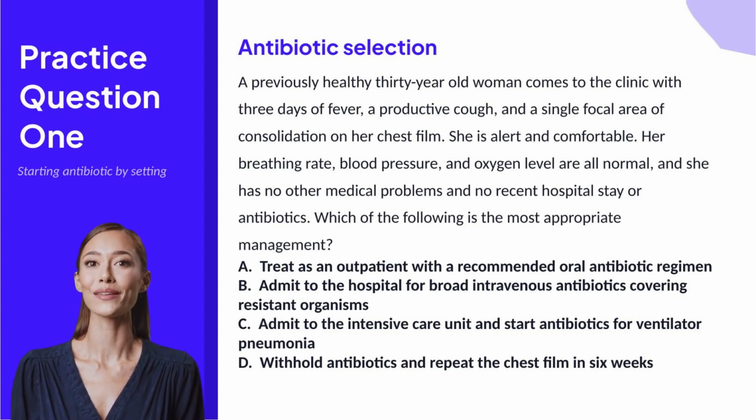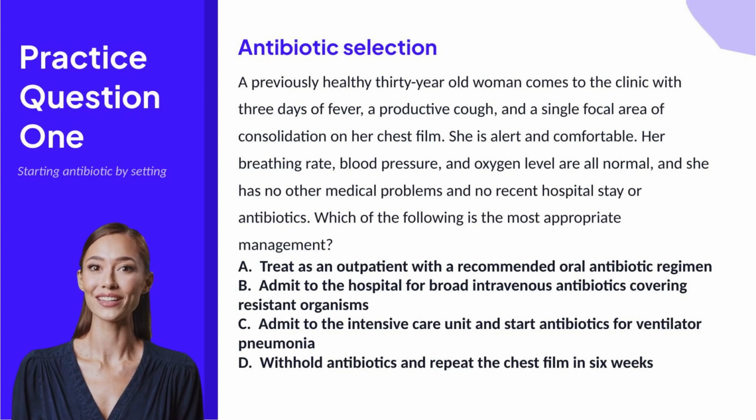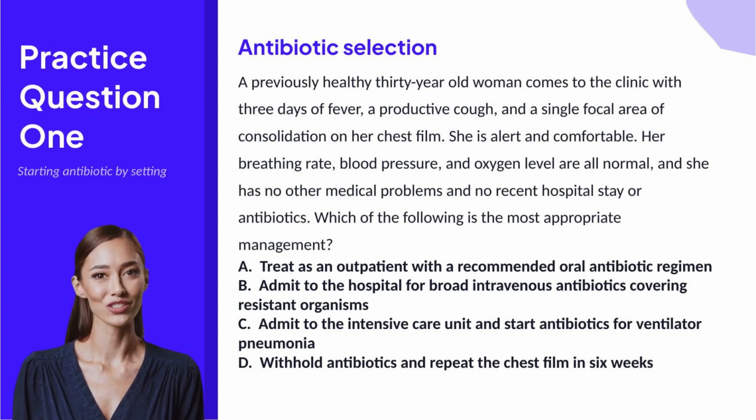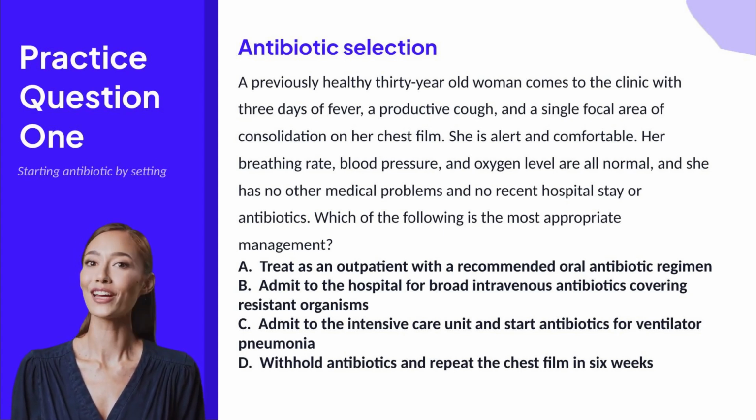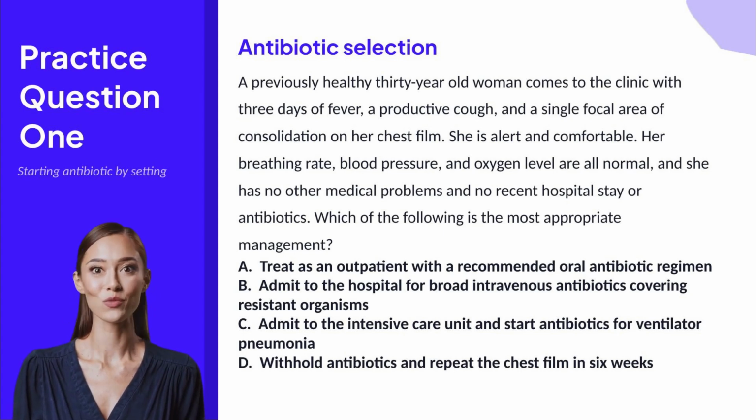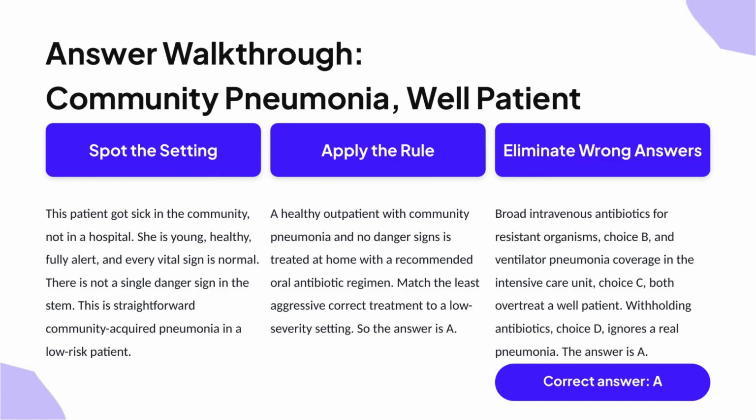Your choices are: treat as an outpatient with a recommended oral antibiotic regimen, admit to the hospital for broad intravenous antibiotics covering resistant organisms, admit to the intensive care unit and start antibiotics for ventilator pneumonia, or withhold antibiotics and repeat the chest film in 6 weeks. Pause here, read the last line, find the setting and severity, and predict your answer before we walk through it together. Here is the walkthrough.